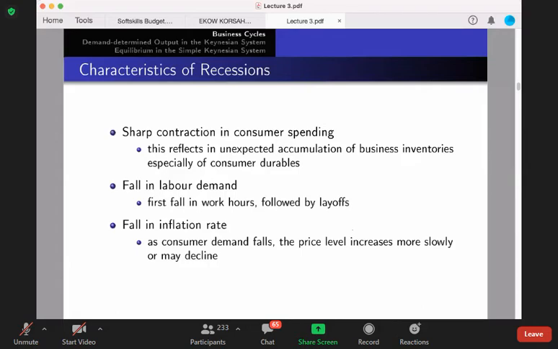Please, I was asking whether the 1983 hunger in Ghana was a result of recession. The 1983 what? Famine in Ghana. Yes. It was that time we had a recession.